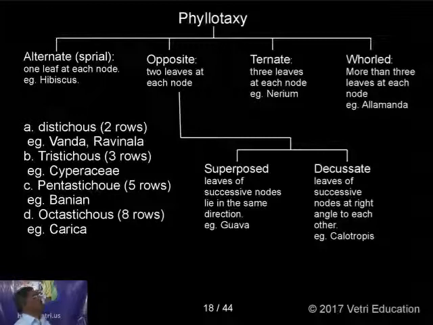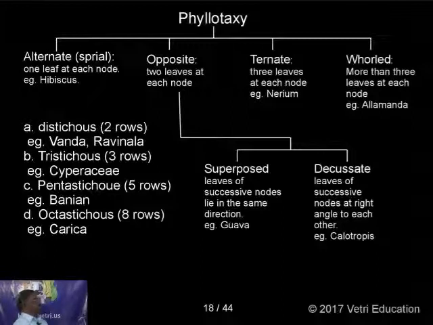leaves. Again, this phyllotaxy is divided into 4 types. First is the alternate phyllotaxy, second opposite phyllotaxy, ternate phyllotaxy, and whorled phyllotaxy. In the alternate phyllotaxy, one leaf at each node, and then they are spirally arranged on the stem. Spirally arranged on the stem so that they avoid the overshading. So again, this alternate phyllotaxy may be classified into different types.